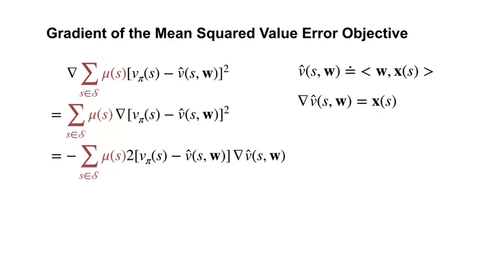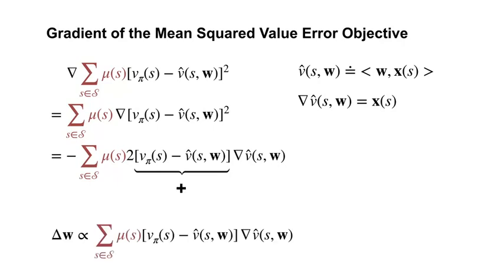This gradient makes sense. The gradient of the value function approximation indicates how to change the weights to increase the value for that state. We multiply this direction by the difference between the true value and our estimate. If the difference is positive, it means the true value is higher than our estimate. So we should change the weights in the direction that increases our estimate. If the current error is negative, we should change the weights in the opposite direction.